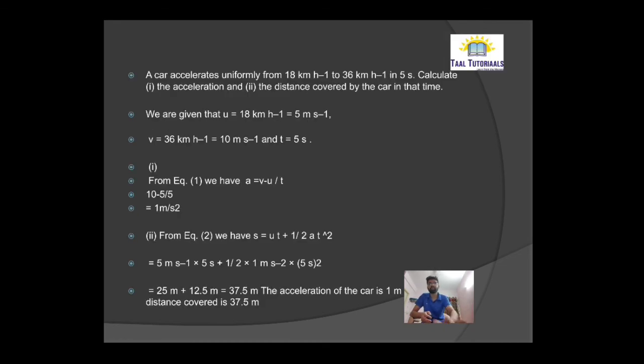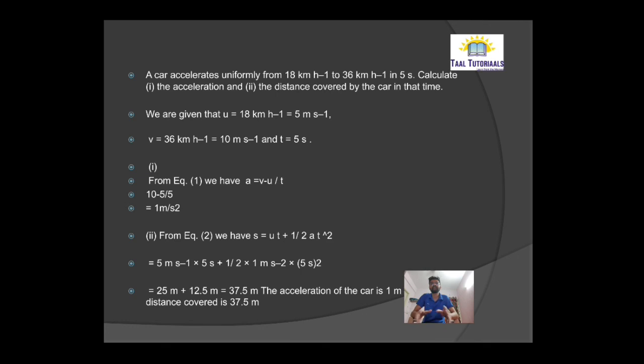We'll come to the next question: a car accelerates uniformly from 18 km/h to 36 km/h in 5 seconds. So U we have got 18 km/h, V we have got 36 km/h. We'll convert U, that is 18 km/h into meter per second, multiplying by 5 by 18, the 18 gets cancelled. We get U as 5 meter per second, and V as 36 km/h, again converted, is 10 meter per second, and we know time as 5.